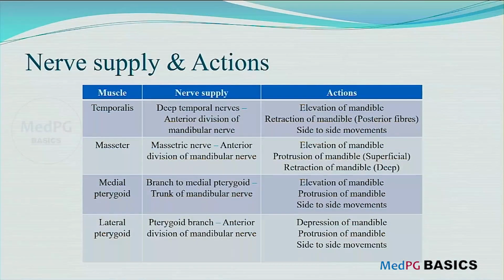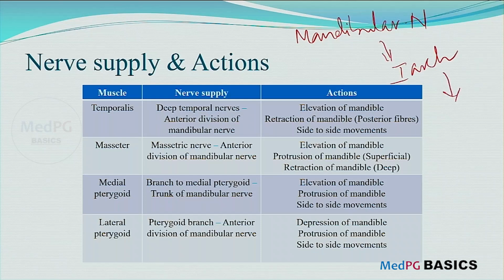Now going on to the nerve supply and actions of all these muscles, I have already mentioned all these four muscles derive their nerve supply from the mandibular division of the trigeminal nerve. And since the mandibular nerve is the nerve of the first pharyngeal arch, all these muscles are derived from the mesoderm of the first pharyngeal arch.